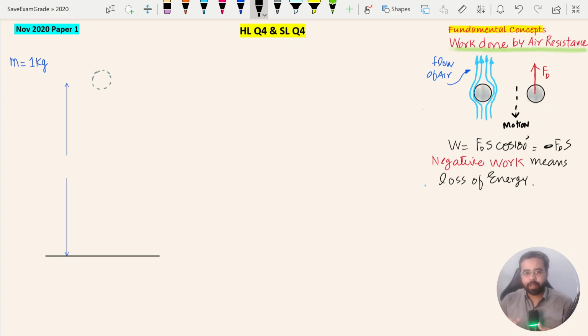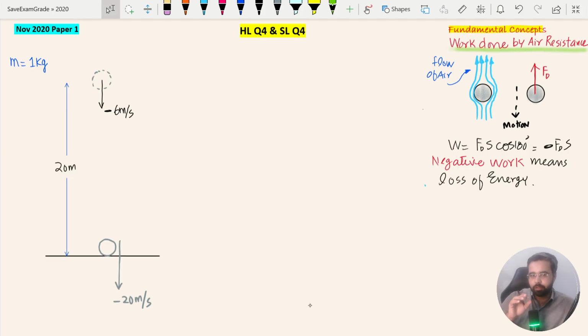An object of mass 1 kilogram is thrown downward with the speed of 6 meter per second. So velocity will be negative 6 meter per second from the height of 20 meters. So when it is just about to hit the ground, at this moment its velocity is negative 20 meter per second, or the speed is positive 20 meter per second.